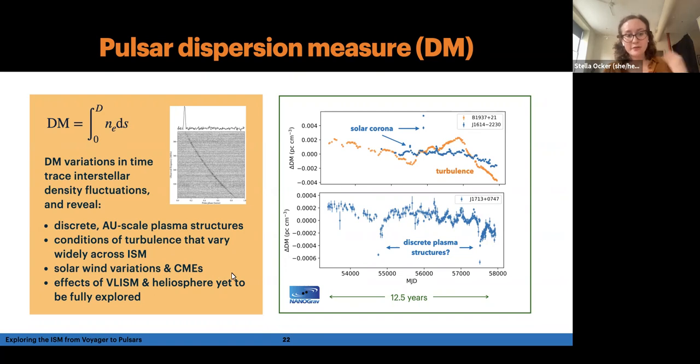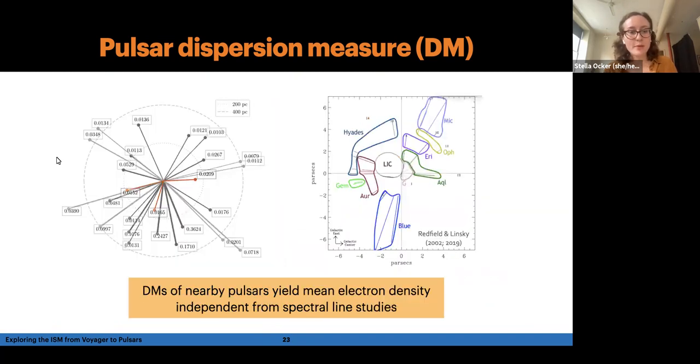And the effects of the very local ISM have actually yet to be fully explored when it comes to DM variations. Now, pulsar DMs are also really useful for comparing with Voyager data and studying the sun's interstellar environment, particularly by looking at the spatial distribution of pulsar DMs. So when you have both a DM and an independent distance or parallax measurement for a pulsar, what you can get is the mean electron density along that pulsar's line of sight.